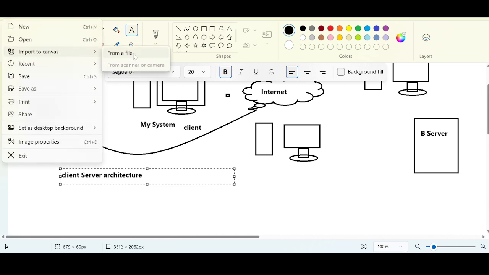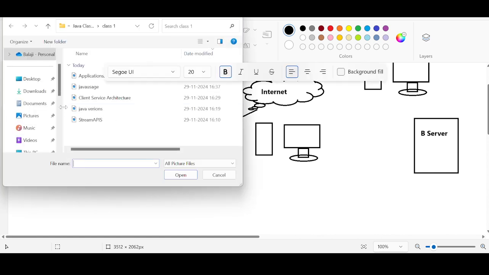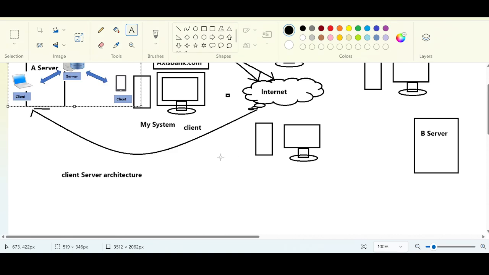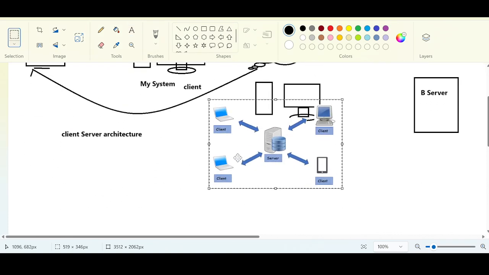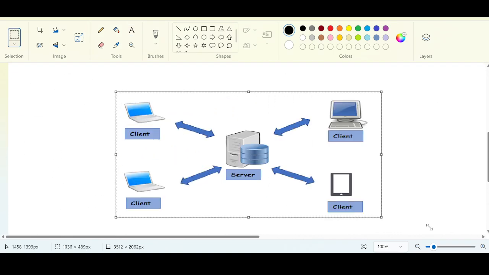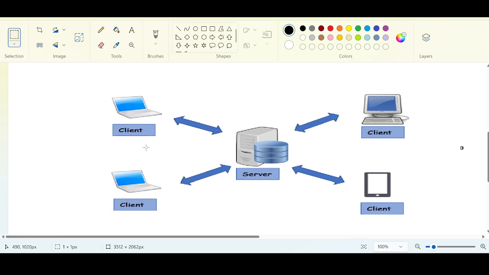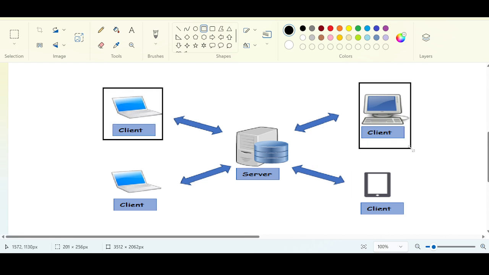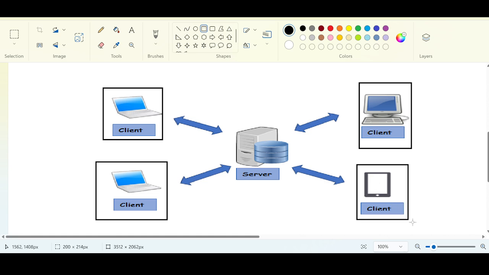We will see a few more examples for better clarity. I want to show a small diagram. Okay, this one is fine. Look at this diagram. You have many clients. This can be Teja's computer, or Lakshmi's computer, or Revati's computer. And this is someone else's computer.